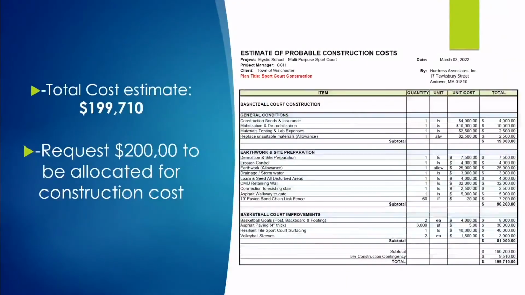The Select Board is requesting $200,000 for construction and site work for the multi-purpose sports court at the Mystic School. Please join us in voting yes on Article 18. Thank you.